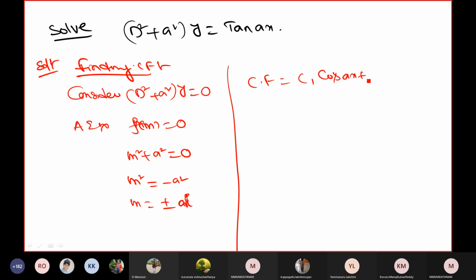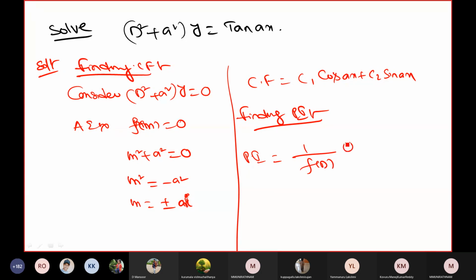C1 cos ax plus C2 sin ax. Okay. Now we'll go for PI. So tan ax is not in our 5 methods. Definitely we will go by method 6.